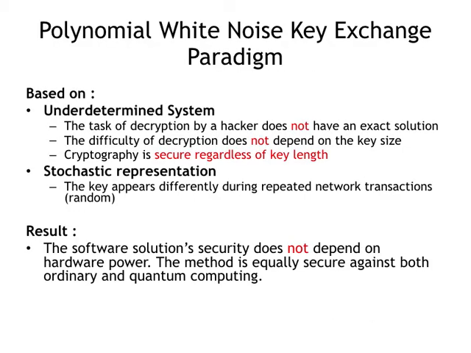What about the new paradigm that we develop? We develop the polynomial white noise key exchange paradigm. First of all, it's based on so-called underdeterminate systems. It's not complexity. It means that the task of decryption by a hacker does not have an exact solution. Second, the difficulty of decryption doesn't depend on the key size, and the cryptography is secure regardless of the key length. I'll show why. And stochastic representation: the key appears differently during repeated network transactions, random. It means that you cannot predict what kind of information is going in.